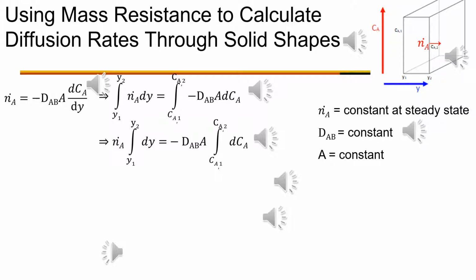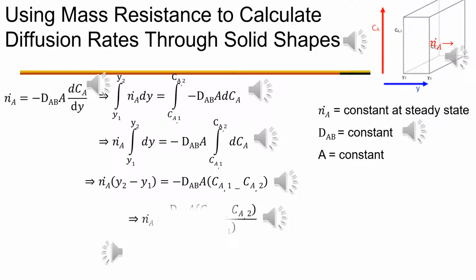The integral of dy is y, and of dCA is CA. Integrating between the limits of y1 and y2, which correspond to concentrations of CA1 and CA2, you get the following. You can make N dot A the subject of the formula again. You can rearrange the equation to get N dot A in terms of RM, the diffusion resistance.